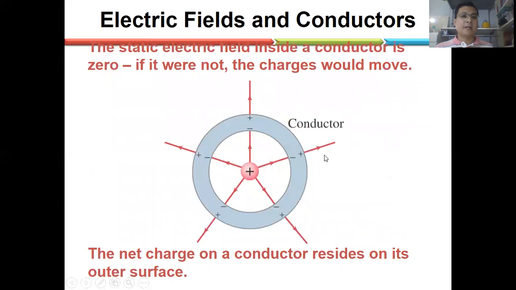Okay. This one is within the conductor, so the electric field within the conductor object or material. If we consider the inside is positive and the outer surface is negative, the electric field lines will distribute around between the positive and negative.